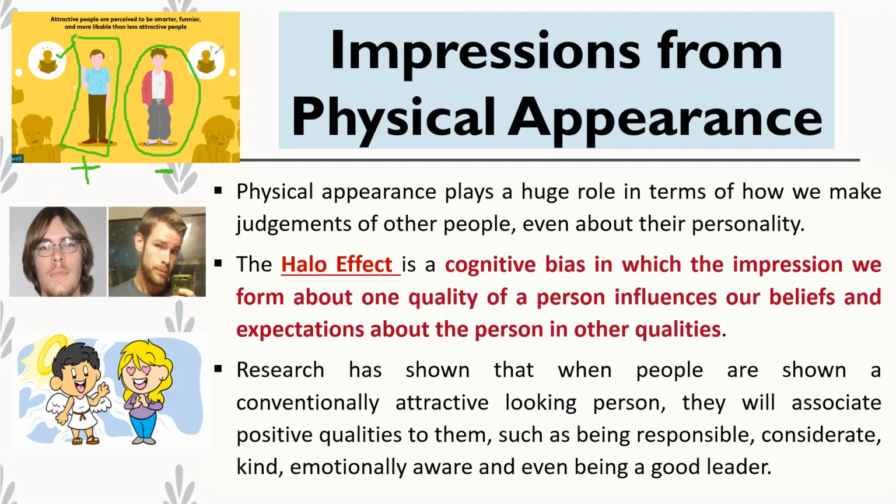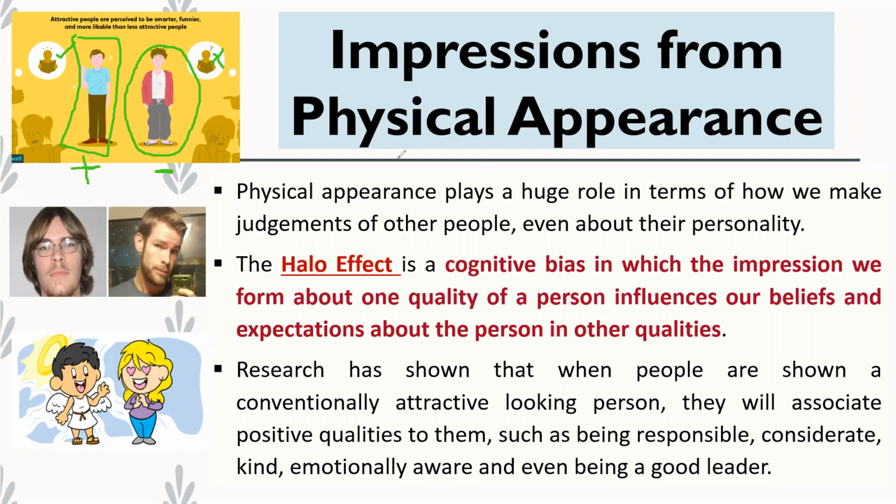And there's a little picture of someone reading a book with a question mark, showing that he's probably not educated, okay? So essentially what that picture says is that attractive people tend to be perceived as being smarter, funnier, and more likable than other people, okay? And so attractive people are associated with more positive qualities for the simple fact that they look better and more presentable. Okay, so impressions from physical appearance is what that is all about.